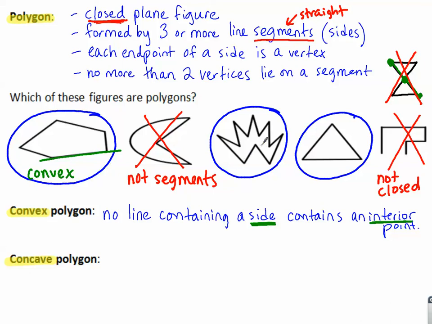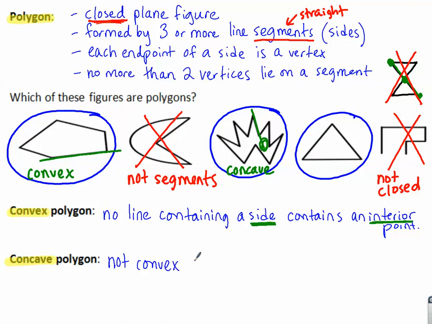Here, if I pick a side such as this side and I trace it and I keep tracing it, now I've arrived at the interior. It's reached an interior point. So this one is not convex. And if it is not convex, we call it concave. This is an example of a concave polygon. Concave we can simply define as not convex.